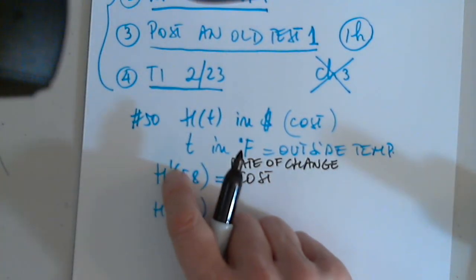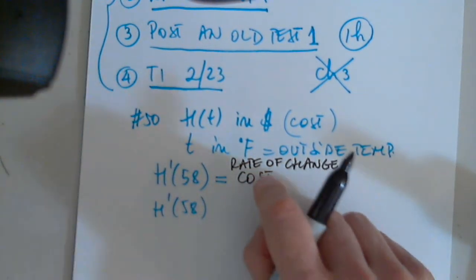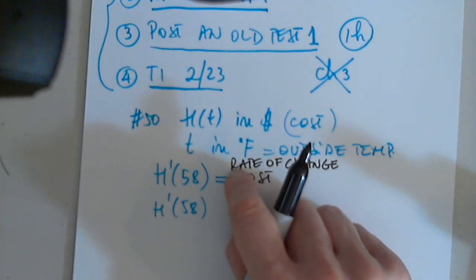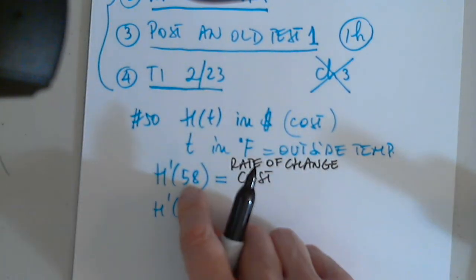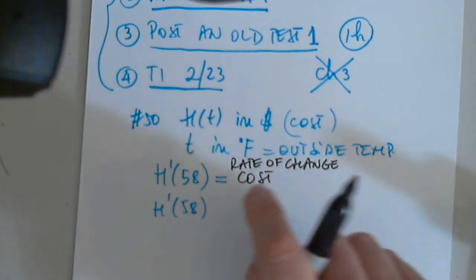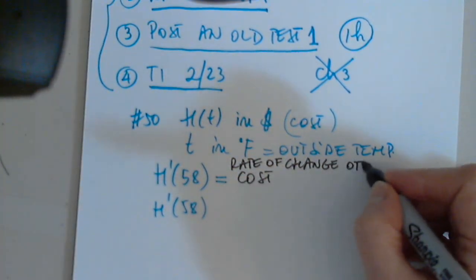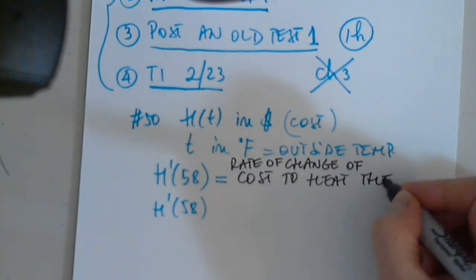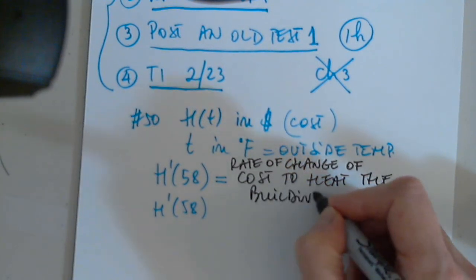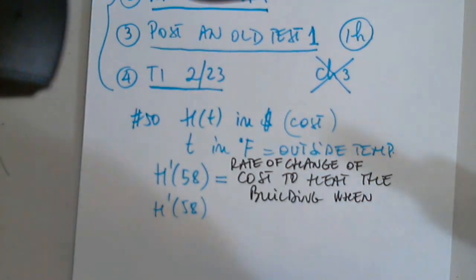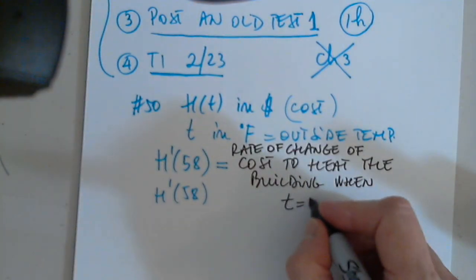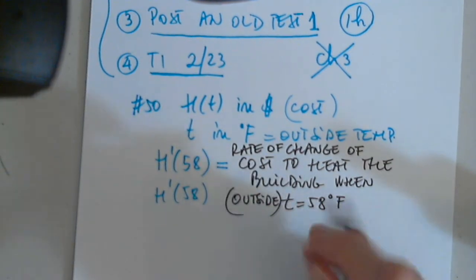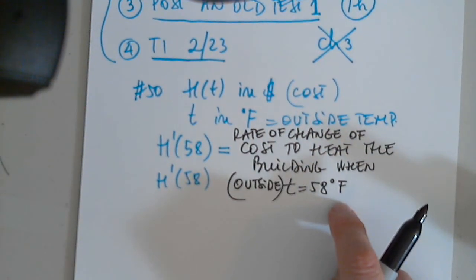So whenever I see H prime, I always have to start with the words rate of change or instantaneous rate of change, which is what this is. So the rate of change, or the instantaneous rate of change of cost to heat the building when the temperature is 58 Fahrenheit. This is outside. Outside temperature is 58 degrees Fahrenheit.